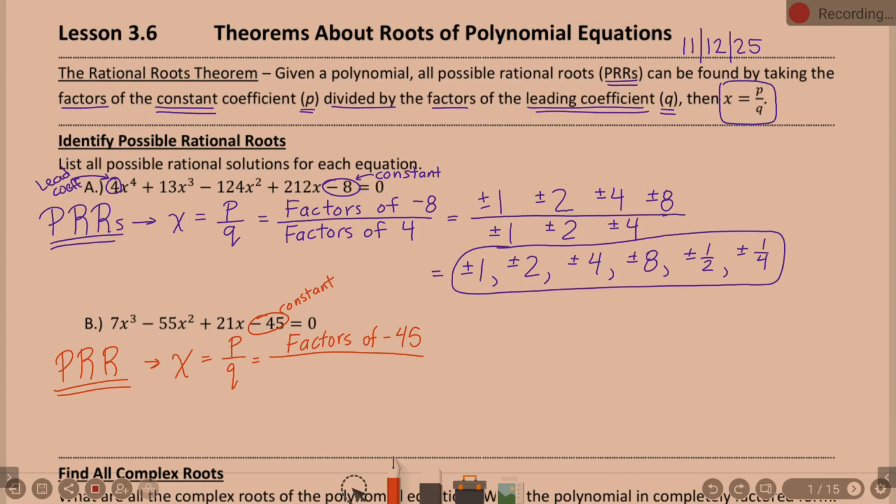What about the denominator? What about Q? It's going to be what? Okay. Factors of the lead coefficient, which is right here, which is the 7. So in my denominator, I'm going to be talking about factors of 7. Okay. How confident are we? Do we know these?